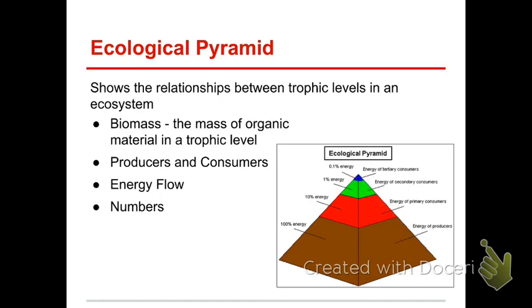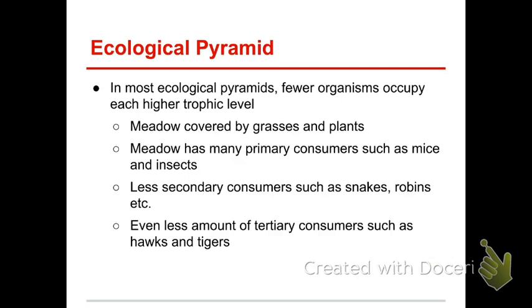Yes, Lindsay? Oh, I have a question. Who are top predators? So, in most ecological pyramids, there are fewer organisms that occupy each trophic level as you move up. For example, look at a meadow covered in grass. If you were to count every single blade of grass, you would have a lot of individual organisms. You probably would not have as many mice and insects as every blade of grass. Just like you wouldn't have as many snakes and robins as you would have mice and insects. Why do you think this is?